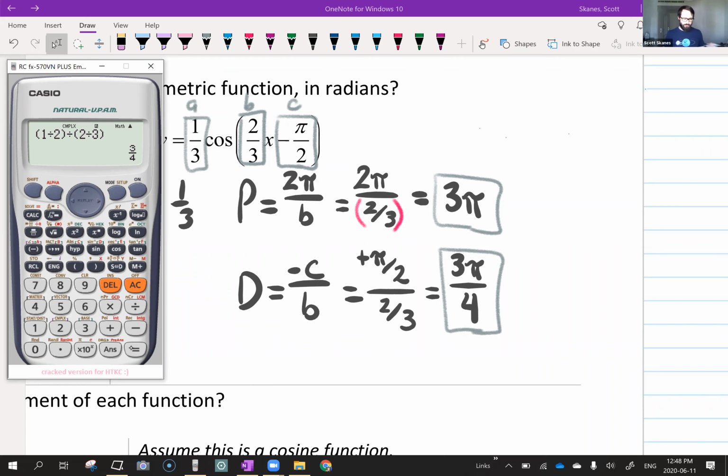You need to treat it like brackets. If you don't have brackets, you would be saying 1 over 2 divided by 2 over 3. And that's actually not correct because that's trying to do 1 divided by 2 and then divide that answer by 2 and then divide that answer by 3. You're not trying to do that. You're trying to divide the first part by 2 over 3. So that would be 1 over 12, not correct.